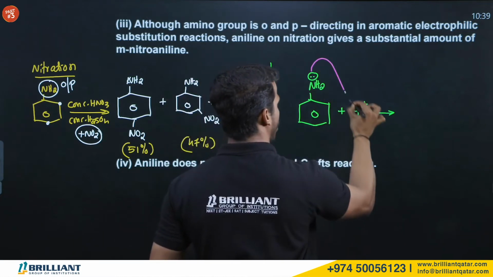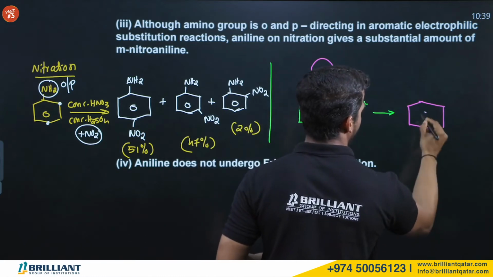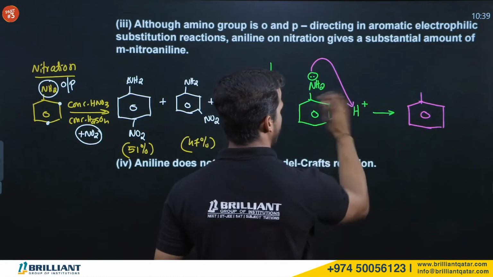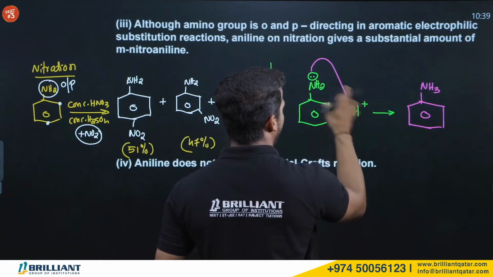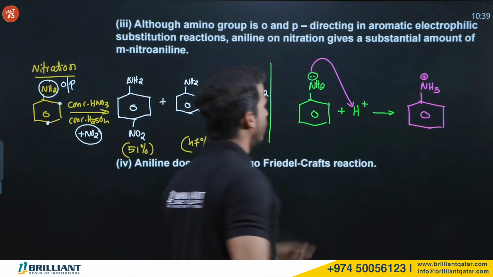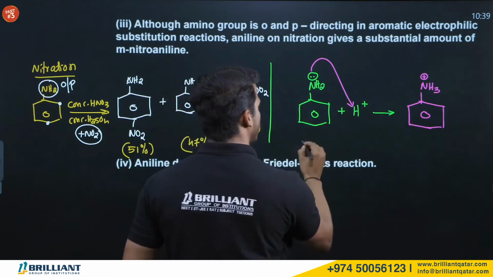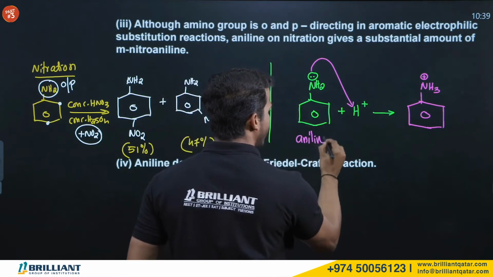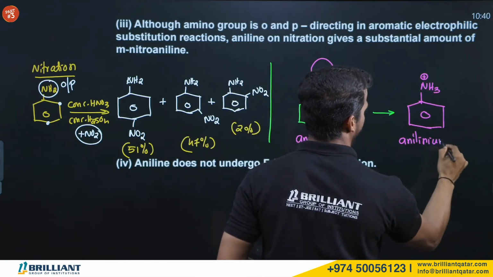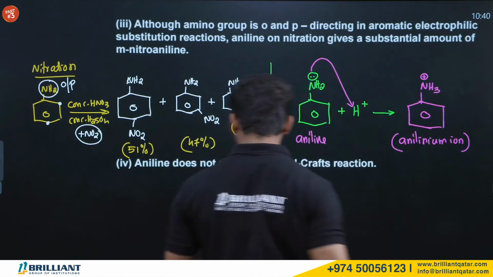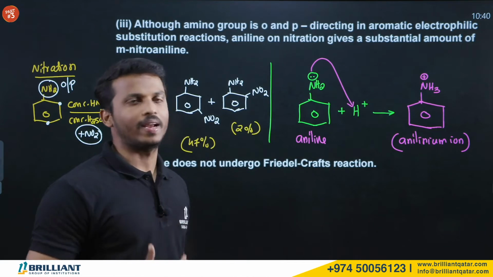By donating this lone pair, it will take the H plus ion and form the compound benzene with NH2 and this H, so totally it becomes NH3. Nitrogen donated the lone pair, so it gets a positive charge. So the NH2 group is converted to NH3 plus. Benzene with NH2 we call aniline. Benzene with NH3 plus is called the anilinium ion. The anilinium ion, we can directly say, is a meta-directing group.